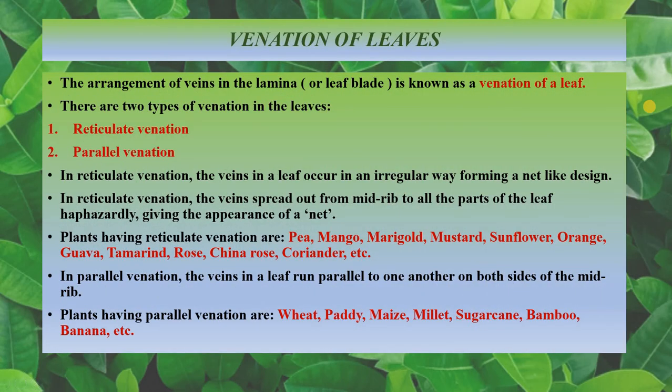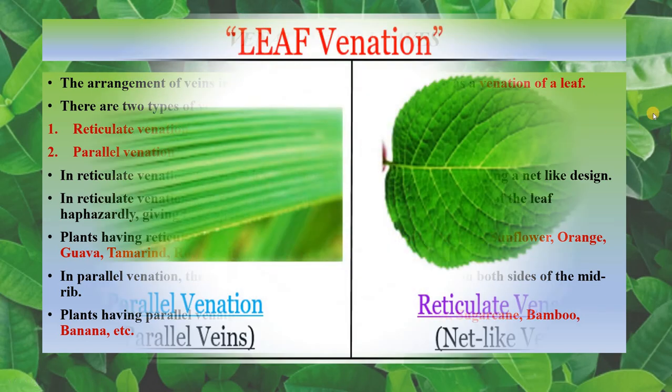Now, the most important thing, that is venation of a leaf. What is venation? The arrangement of veins in a lamina or leaf blade is known as the venation of a leaf. You all know the broad part of a leaf is known as the leaf blade. So there are two types of venation in the leaf: one is reticulate venation and the other is parallel venation. I'm showing you the next slide, then it will be clear to you.